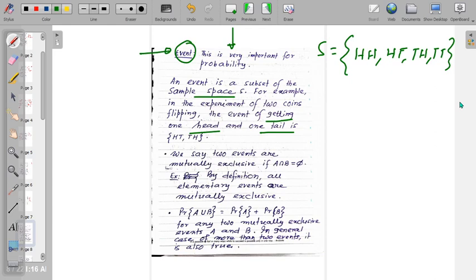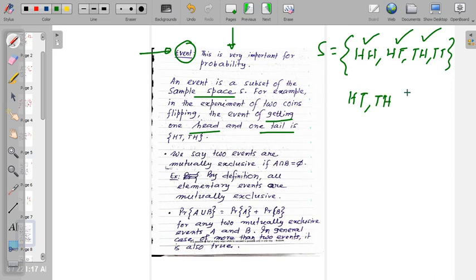Now, one such event I am looking for is getting one head and one tail. We have to check whether each elementary event satisfies that condition. HH is not satisfying. Now I am looking at HT. Does this elementary event satisfy the one head, one tail condition? Yes. So HT will be in that subset. Then I am looking at another elementary event, TH. Is it satisfying? Yes.